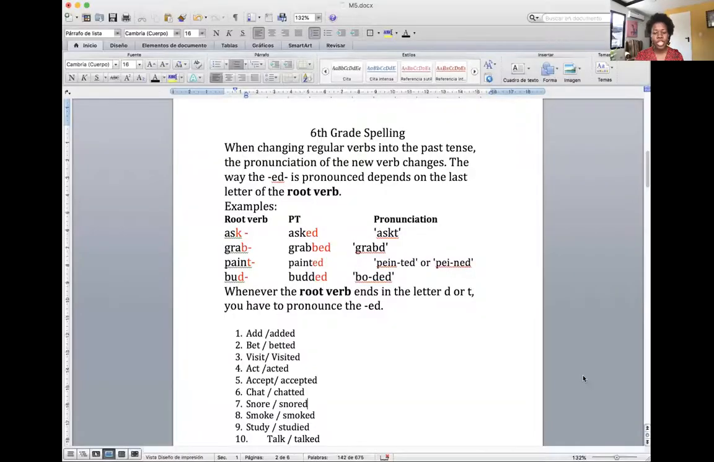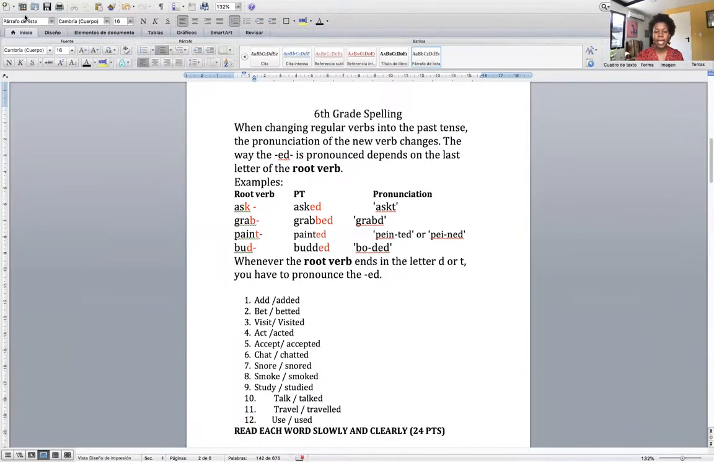So in English, when we're changing a verb from the present tense into the past tense, speaking about regular verbs, sometimes or always the pronunciation of the verb is going to change. The way the ED is pronounced is going to depend on the last letter of the root verb. And what is the root verb? The verb in the present tense, the verb in infinitive. That's the root verb.